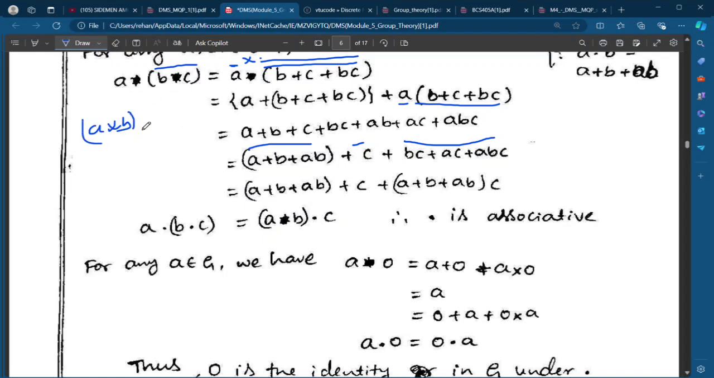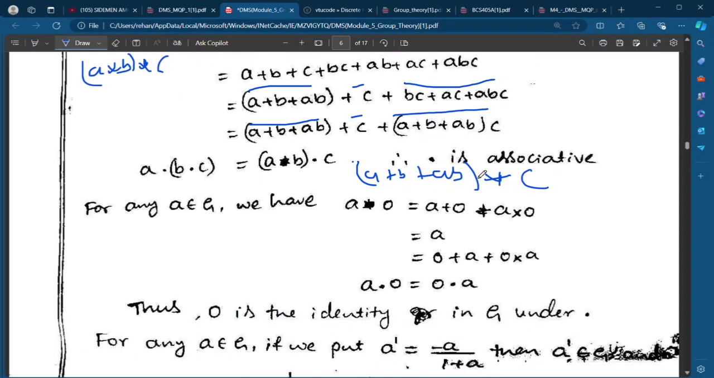I have to prove that A star B star C is equal to A star B whole star C. So now I have this as my A, this as my B, and this as my AB. So what I can do is simply write it as A star C, which is nothing but A plus B plus AB, star composition C.